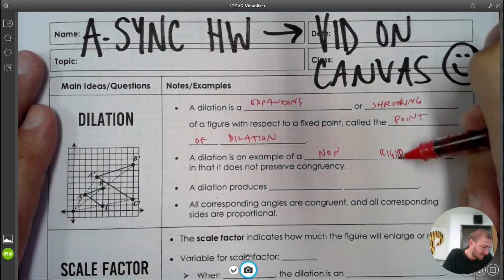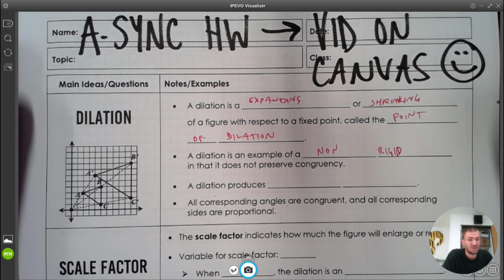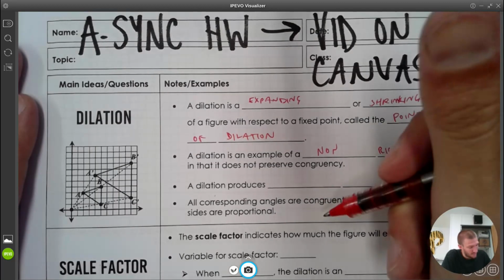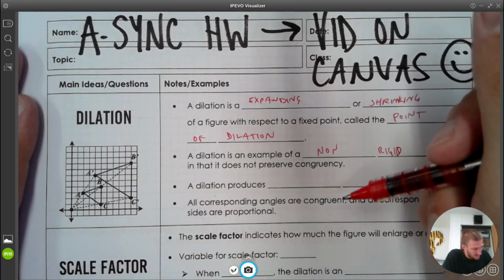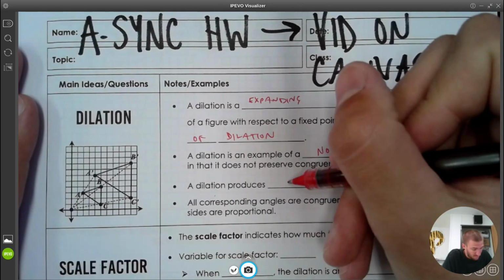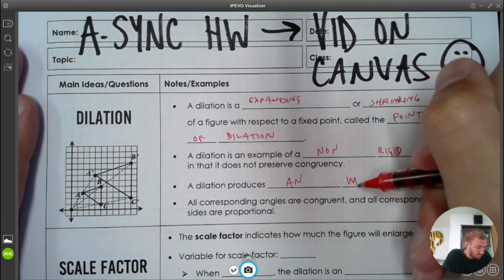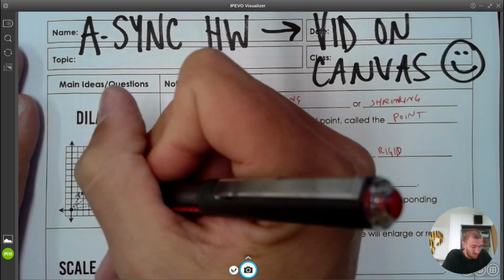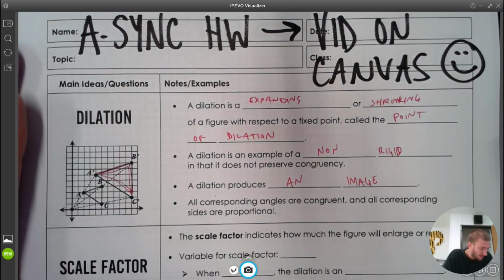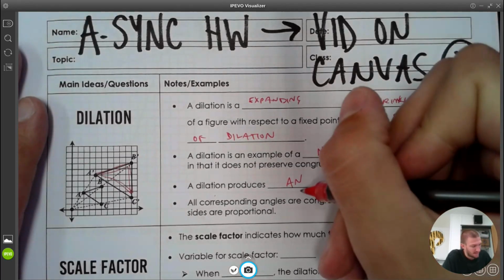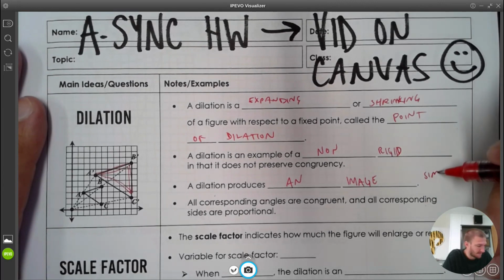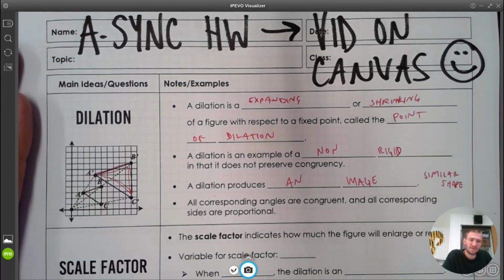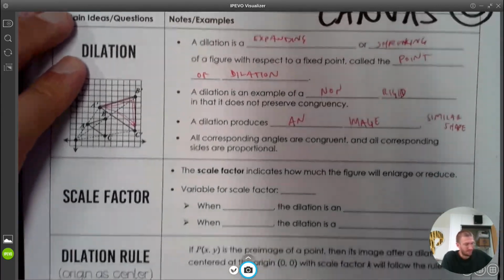A dilation is an example of non-rigid transformation, because we are going to be changing our shape a little bit, and a dilation produces an image, just as before. We've got the original and we've got the image. All corresponding angles are congruent. It produces a similar shape. Not a congruent shape, but a similar shape. Again, it's not that important.